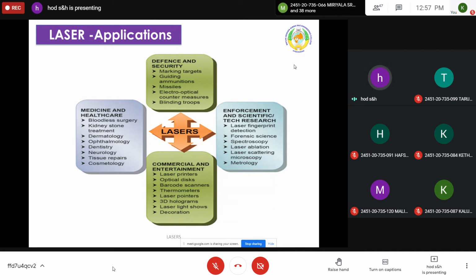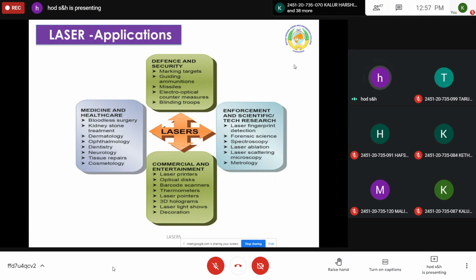In medicine, bloodless surgery, laser treatment, even optical surgery, ophthalmology, kidney stone treatment, it removes the stones present in kidneys. Even for dental surgeries, neurology, tissue repairs, cosmetology, this laser treatment is very popular in medical engineering.